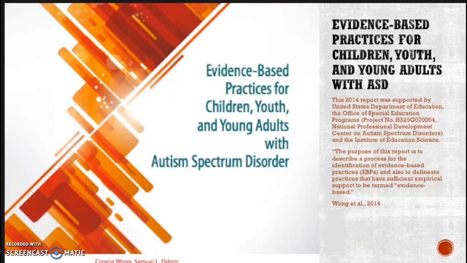So these 27 practices are taken from a 2014 report, Evidence-Based Practices for Children, Youth, and Young Adults with Autism Spectrum Disorder. This report was supported by the United States Department of Education, the Office of Special Education Programs, the National Professional Development Center on Autism Spectrum Disorders, and the Institute of Education Science.